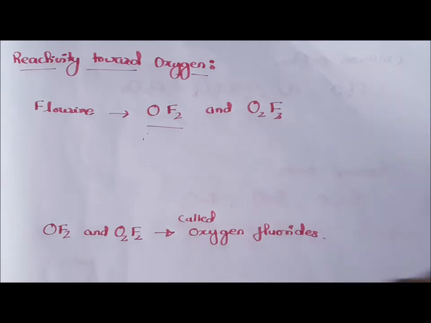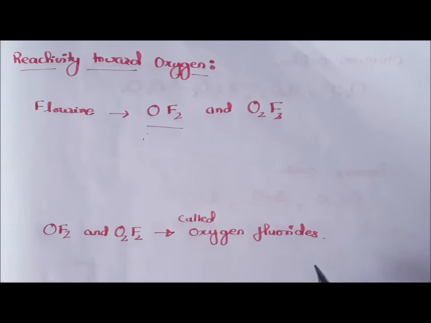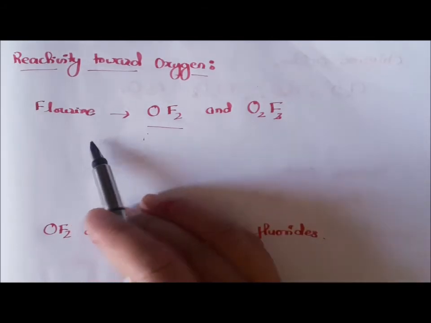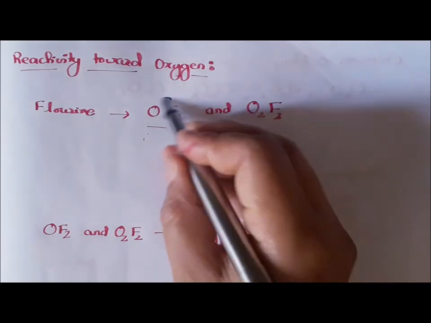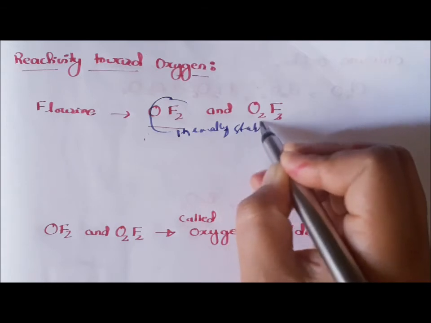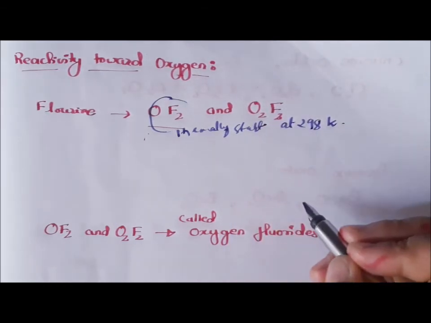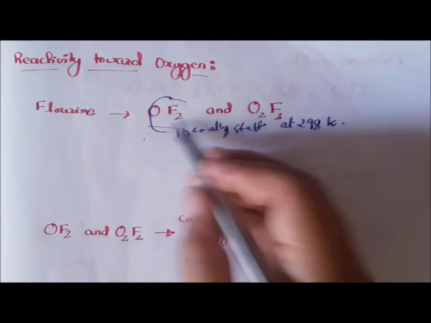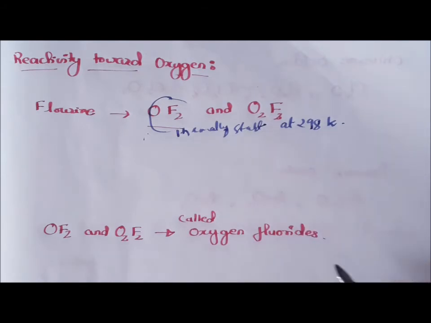Halogens form many oxides with oxygen, but most of them are unstable. Just like fluorine forms the oxides OF2 and O2F2. However, OF2 is thermally stable at 298 Kelvin. Now they are not called a compound of oxygen and fluorine as oxide; rather it is called oxygen fluoride.